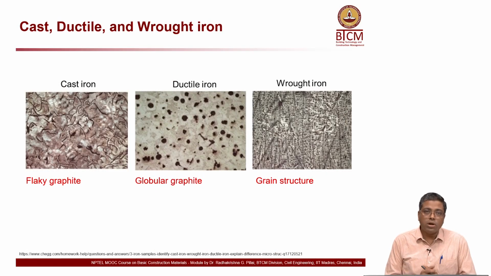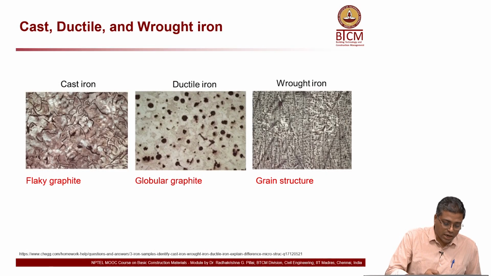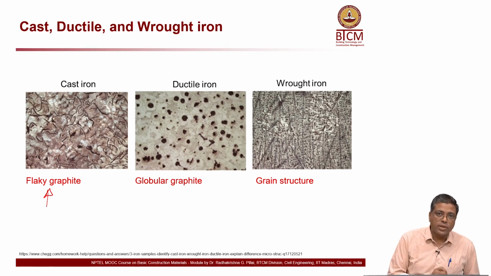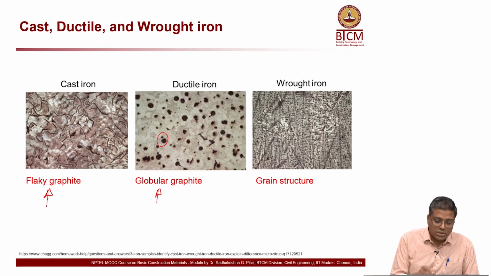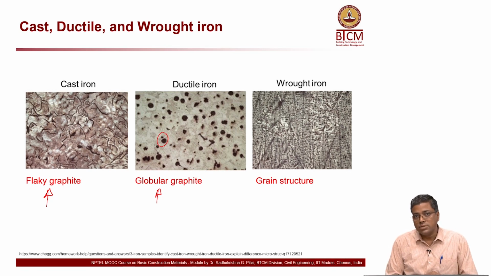Now, let us look at all these 3 materials at once just to summarize. You have cast iron on the left side, which mainly has flaky graphite. Because of that, the brittleness of cast iron is very high. Ductile iron, in the middle picture, has globular graphite. So, the brittleness decreases, ductility increases, and we call it ductile iron. Both cast iron and ductile iron have high hardness, high strength, corrosion resistance, etc.